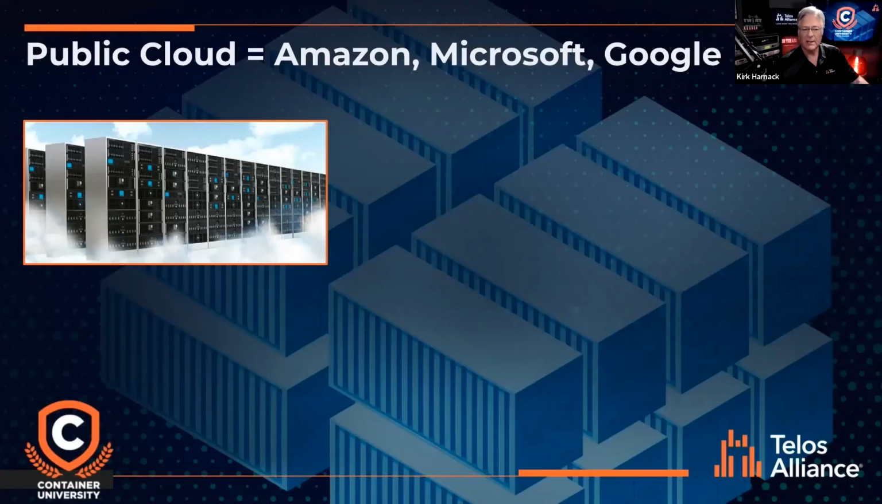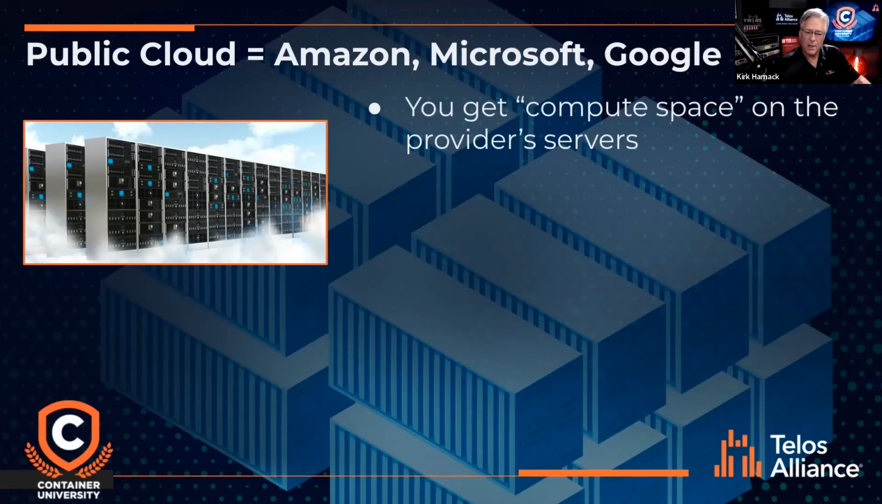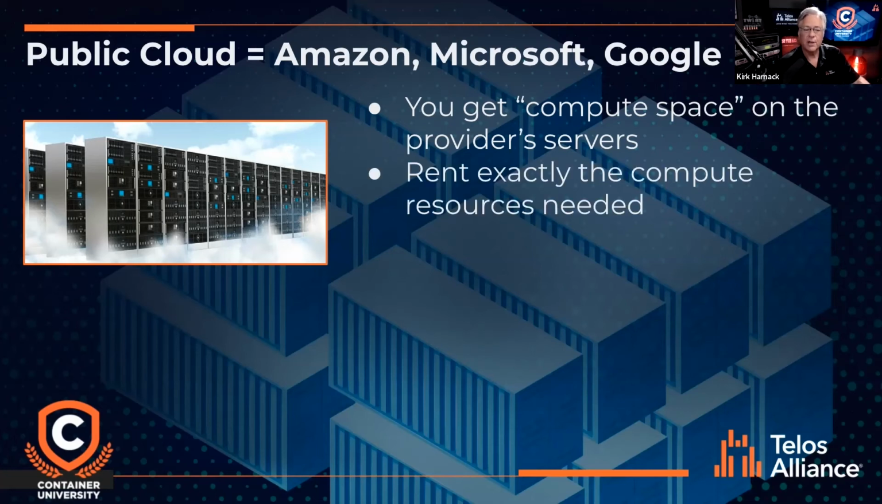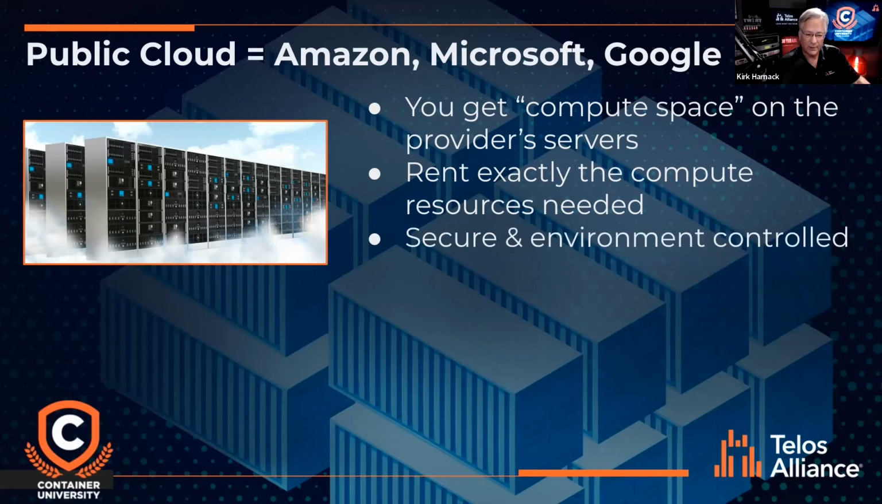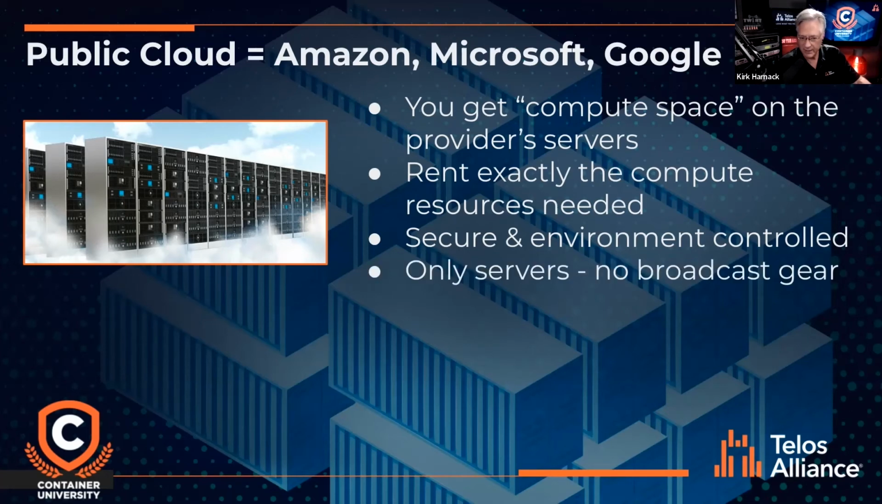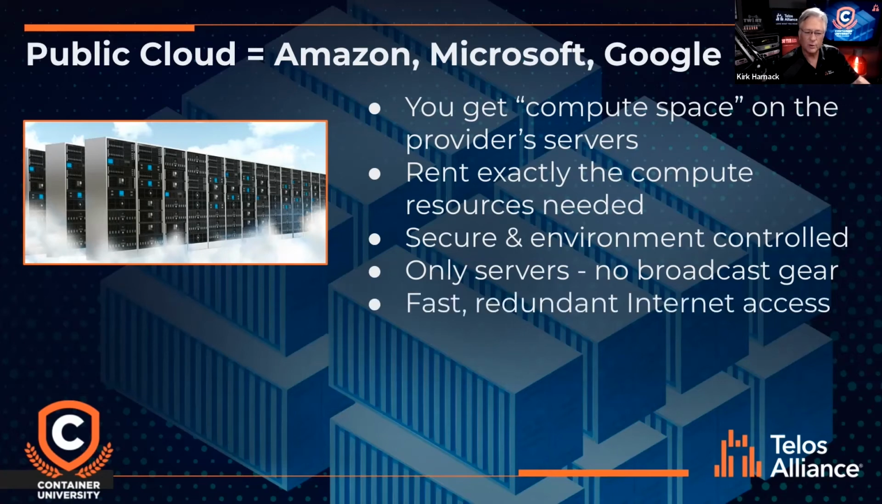Now let's look at public cloud, like Amazon, Microsoft, and Google. What you get with public cloud is compute space on the provider's servers. You rent exactly the compute resources that you need. You get a secure, of course, and an environmentally controlled location, but you only get servers. You can't stick your broadcast gear there. You have to be able to do this on server platforms.